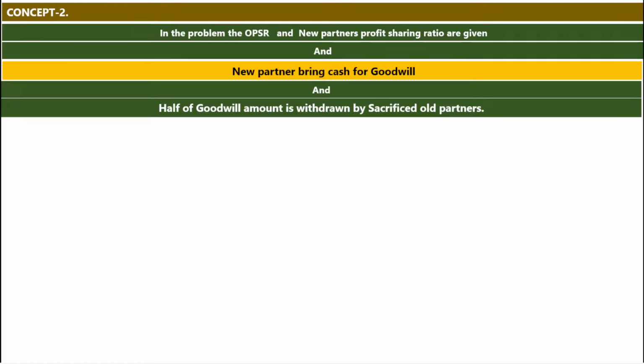Goodwill amount is retained in the business. It is half of the goodwill amount is withdrawn by the sacrificing old partners. This is a situation-type question.